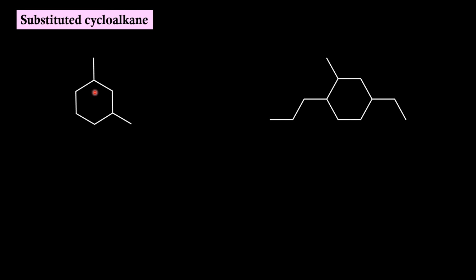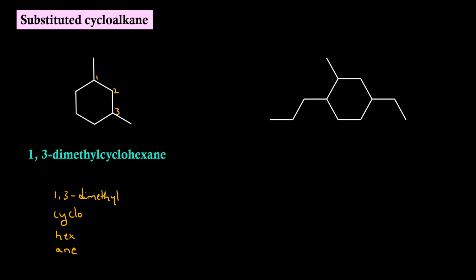In this molecule, we have the substituents at position 1 and at position 3. So the secondary prefix will be 1,3-dimethyl. Primary prefix is cyclo. Root word is hex. Primary suffix is ane. So the IUPAC name will be 1,3-dimethyl cyclohexane.